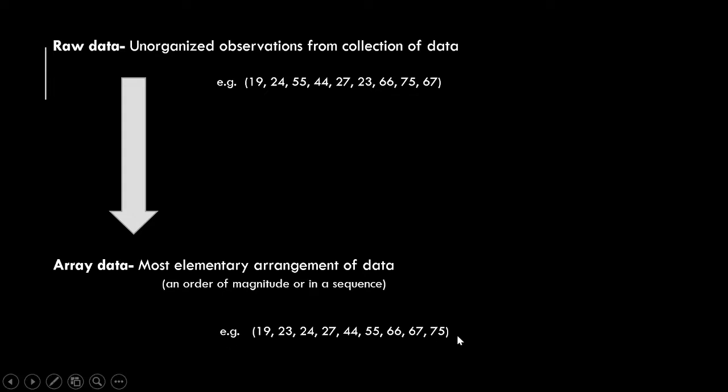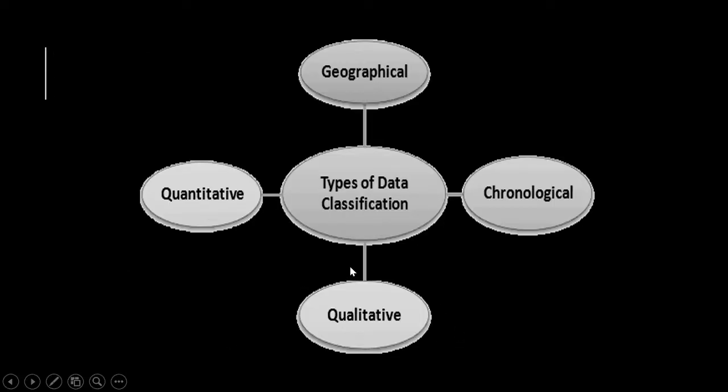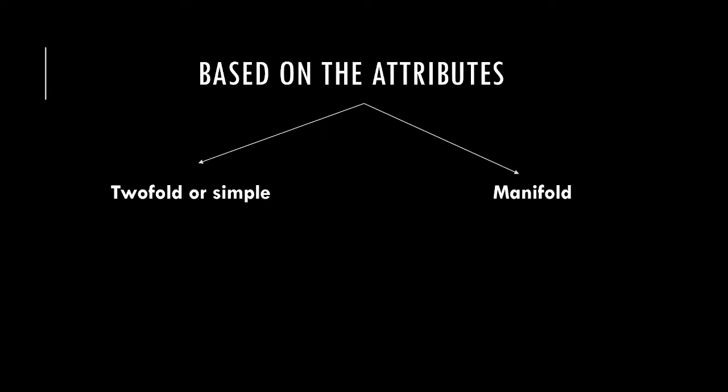Based on the data type, classification can be of 4 different types. It can be geographical, based on the spatial pattern, chronological, based on the temporal pattern, qualitative, based on non-measurable characters, and it can be quantitative, based on measurable values. Based on the qualitative data, which are also known as attributes, the classification can be of 2 different types: twofold or simple classification and manifold classification.